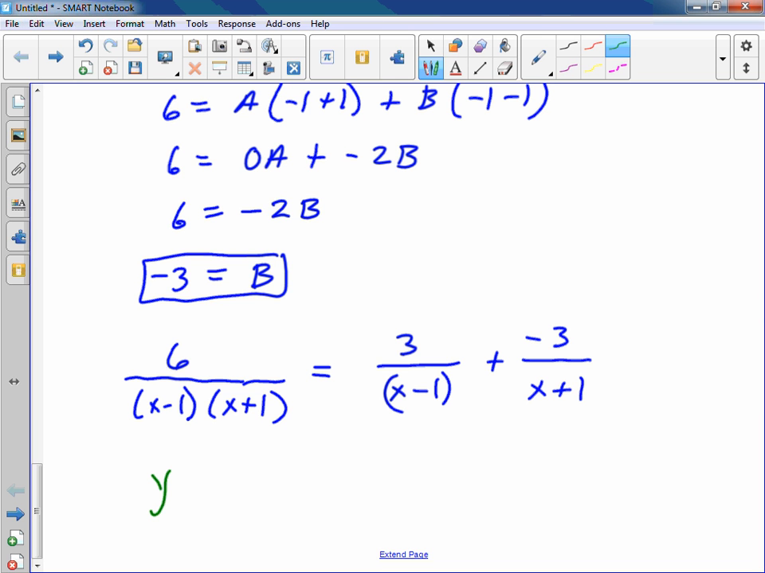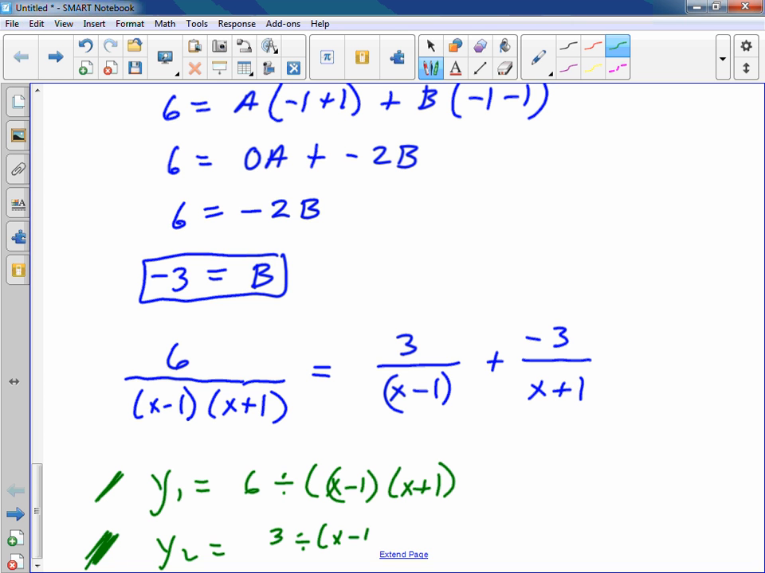Go y1 equals 6 divided by x minus 1 times x plus 1. And go y2. Do this one with a light line and do this one with a heavy line, equals 3 divided by x minus 1. You might need lots of parentheses, plus negative 3 divided by x plus 1. See if it works to check yourself.